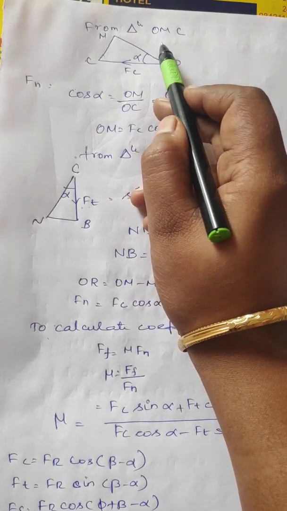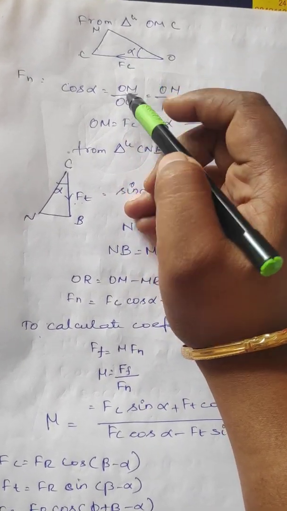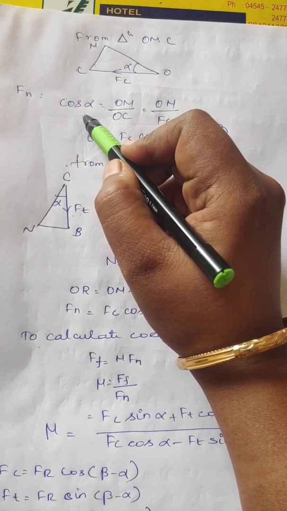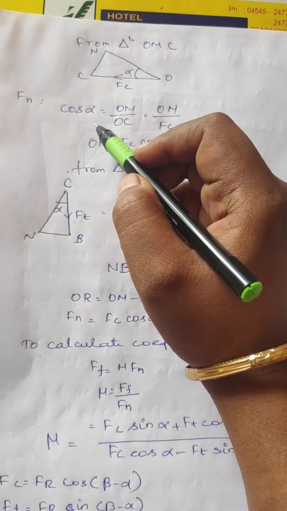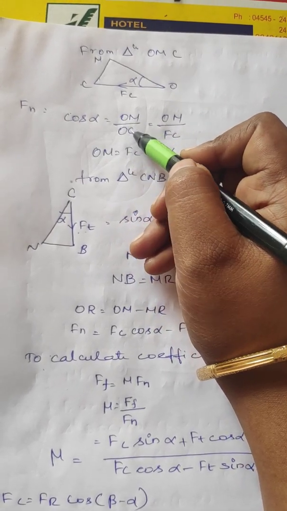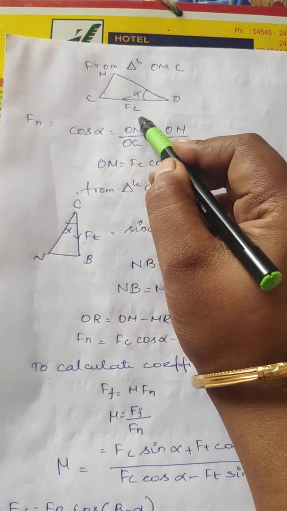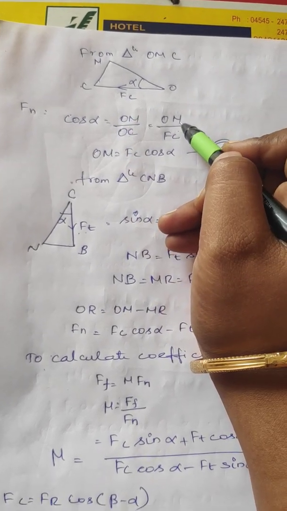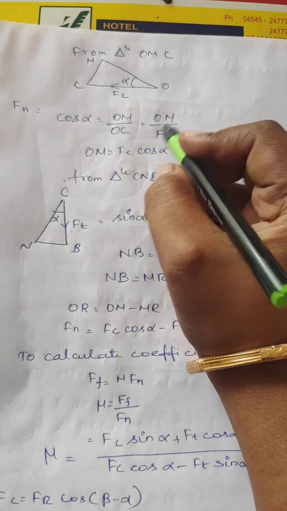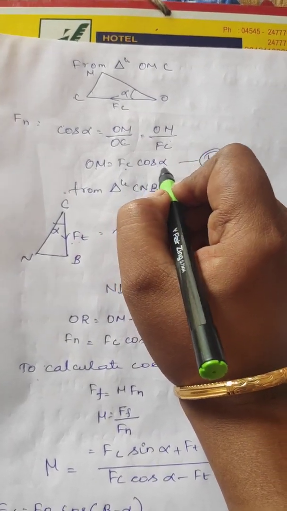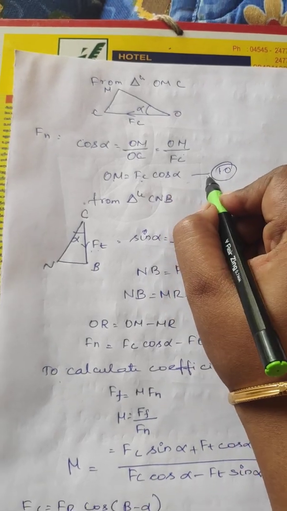So from triangle OMC, we take cos alpha, which is equal to OM by OC. In OC we can see there is the cutting force in it, so we can substitute OC by Fc. By rearranging we get OM is equal to Fc cos alpha, which is taken as the 10th equation.